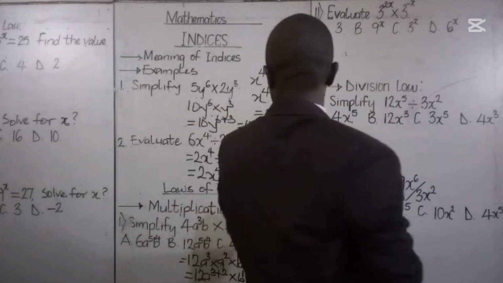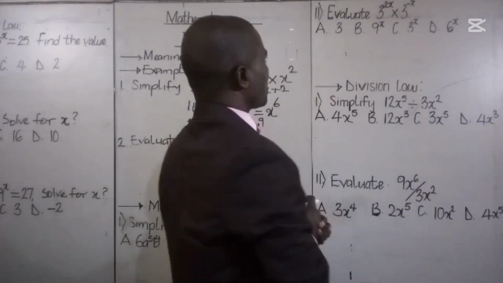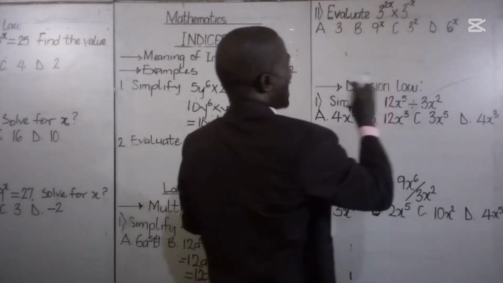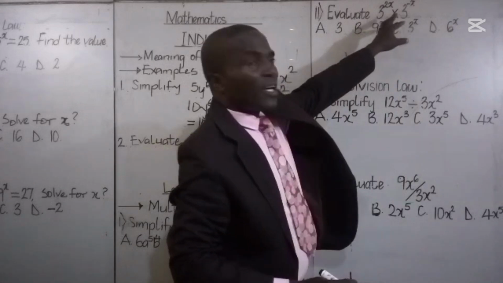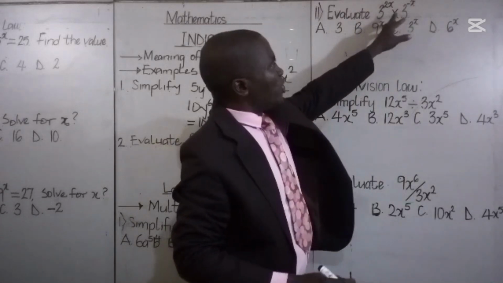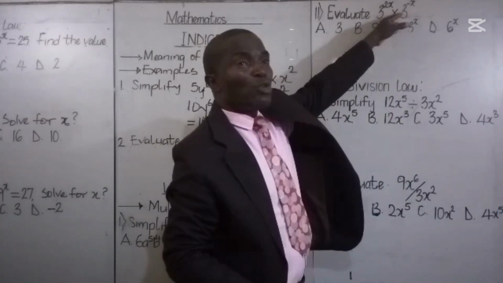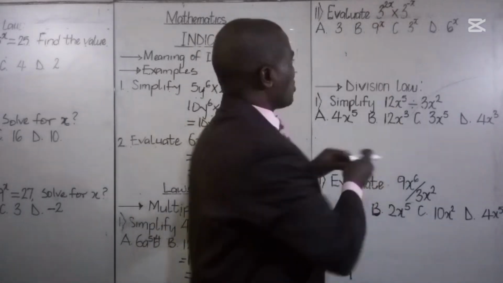For us to solve this, we are going to still adopt the concept of multiplication law. Look at this term and this term. They are similar to each other. And the multiplication law says that when terms are connected together by multiplication, the multiplication sign will be changed to addition for terms that are similar. So this term and this term are similar to each other.